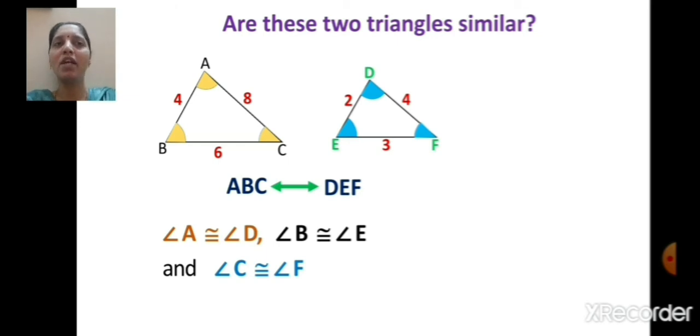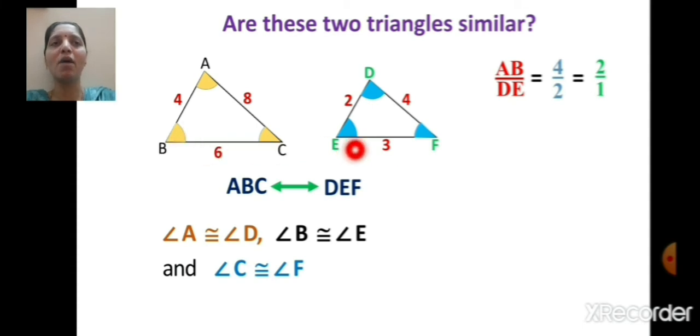It should be in the same proportion, right? So let's find out. What is the first corresponding side ratio? AB is to DE. So let's find out AB upon DE. Substitute the values here. AB is 4 and DE is 2. So if you simplify this fraction, you will get the answer as 2 upon 1.